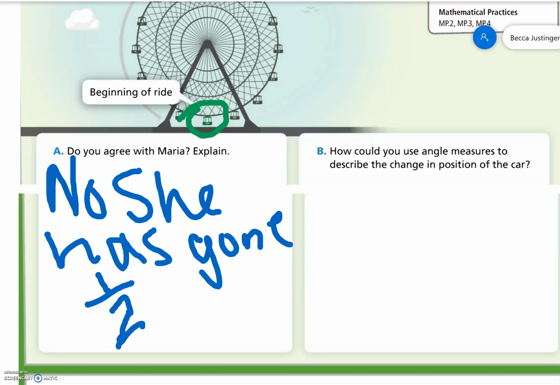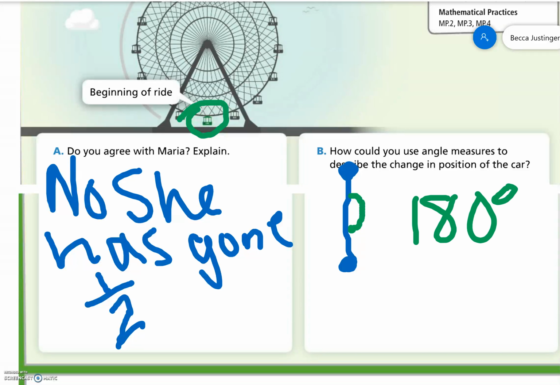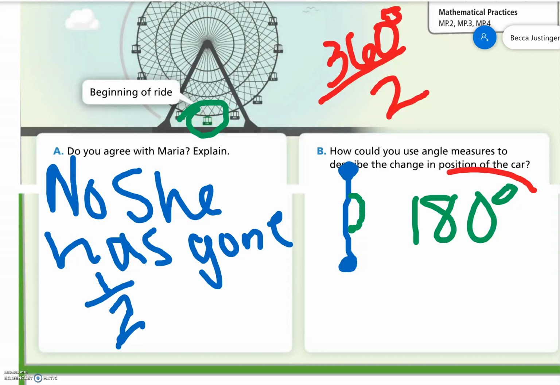How could you use angle measures to describe the change in position of the car? Well, she started here and ended here. That straight line, how many degrees is in a straight line? 180 degrees. Thinking about that, how many degrees is in a full circle? There are 360 degrees in a full circle. So if she'd gone halfway around, you divide that by 2 to get 180.